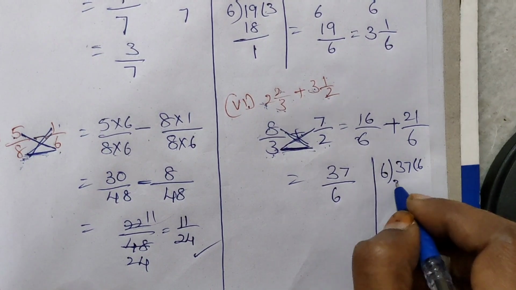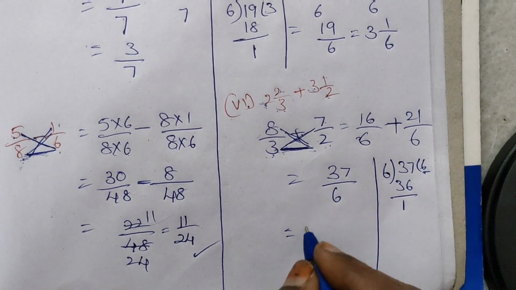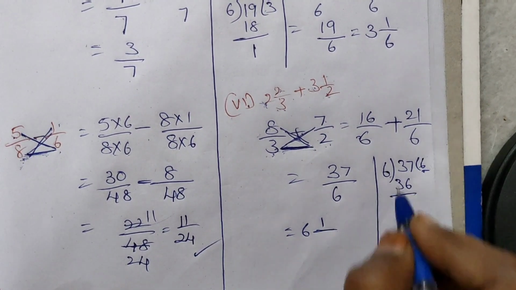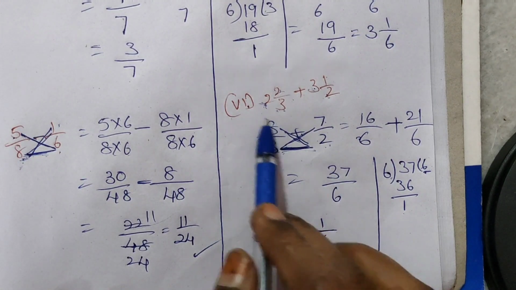6 6's 36. Remainder is 1. So, this can be written as, first I will write this one. And I will keep here line and here 1 and denominator 6. 6, 1 by 6 is the mixed fraction of this one. Okay.